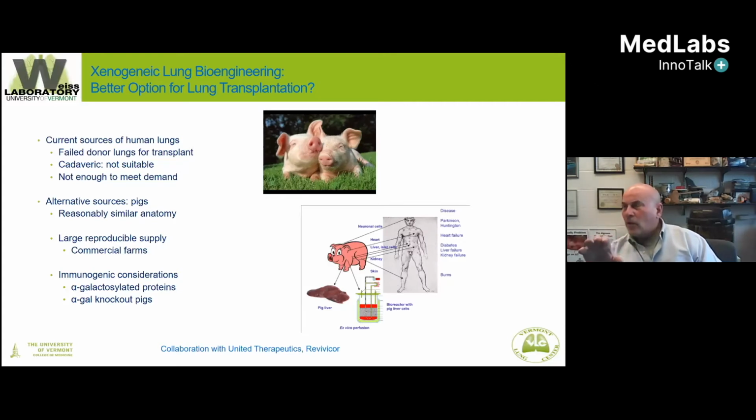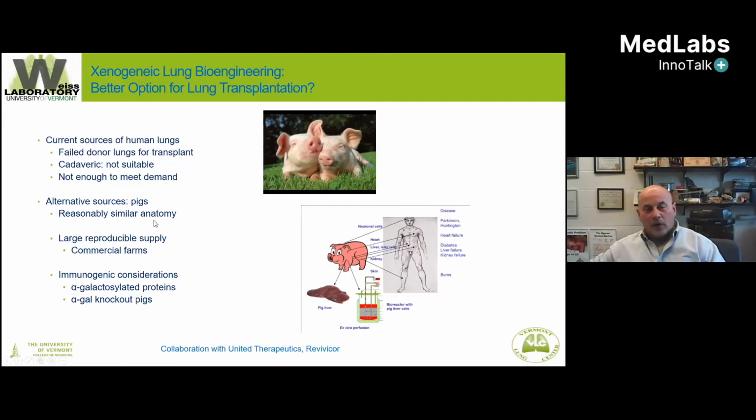And the idea here is we're not looking to use an intact pig lung, but rather to decellularize the pig lung and then recellularize it with human lung cells. Very science fiction coming to life type concept, but it's very exciting. And for all the obvious reasons: we just don't have enough human lungs to go around.